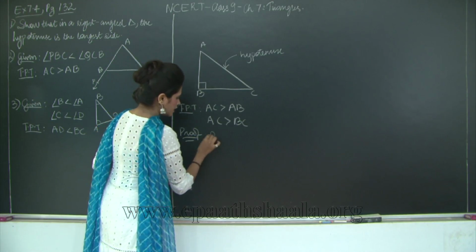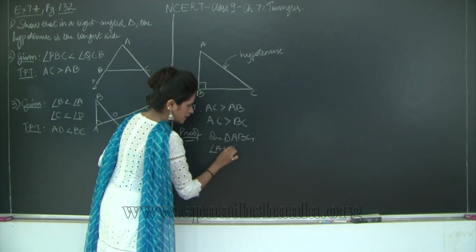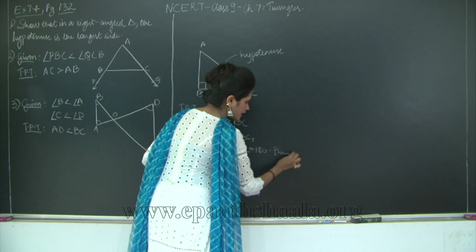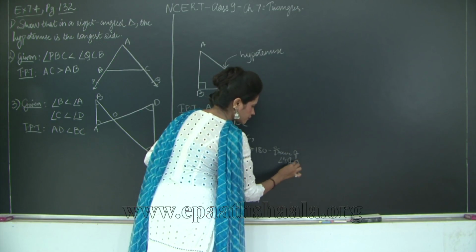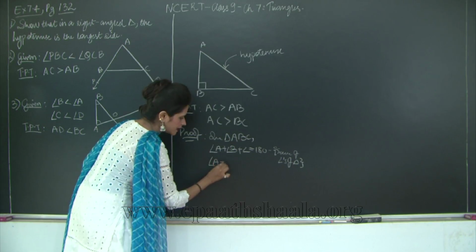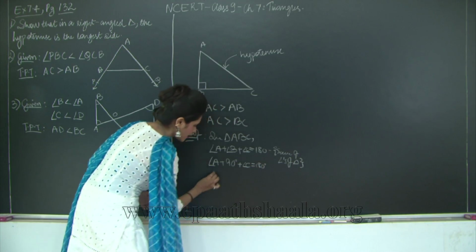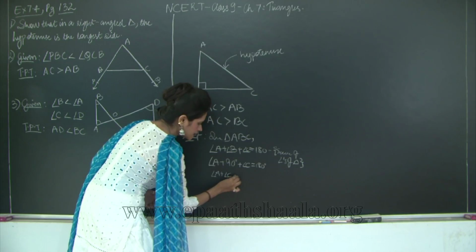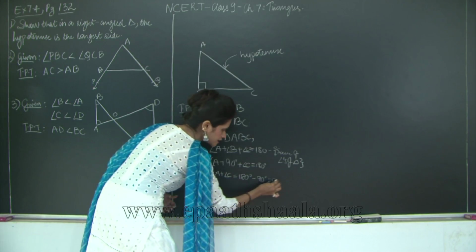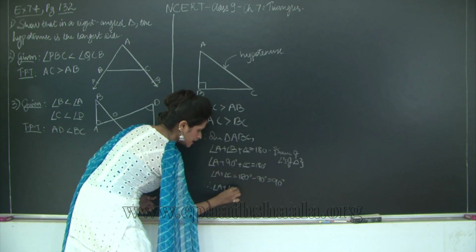So I'll say in triangle ABC, angle A plus angle B plus angle C is equal to 180 degrees. Why? Sum of angles of a triangle is 180 degrees, but angle B is 90 degrees, so angle A plus 90 degrees plus angle C is equal to 180 degrees. Therefore, angle A plus angle C is equal to 180 degrees minus 90 degrees, which is equal to 90 degrees. Correct? Therefore, angle A plus angle C is equal to angle B.